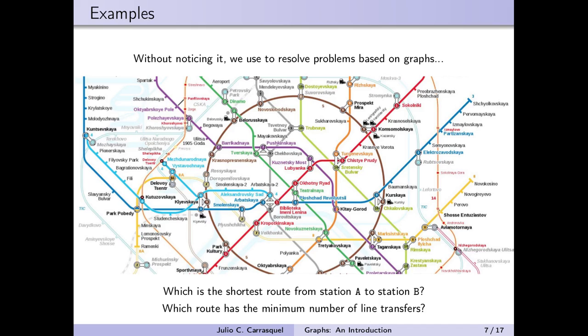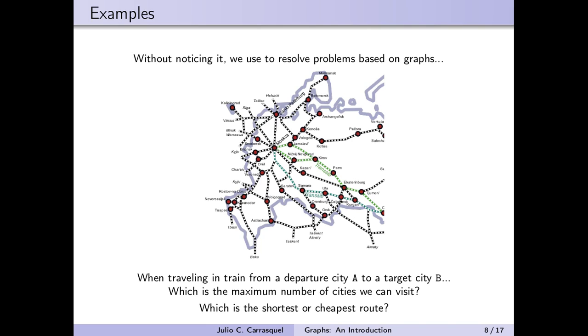Actually, without noticing, all of us resolve problems based on graphs. For example, in the metro, when we want to move from station A to station B, we look for the shortest route, the one with the minimum number of stations. We may even take care of other variables. For example, we may not like a route if we have to make line transfers. Another common problem when traveling.